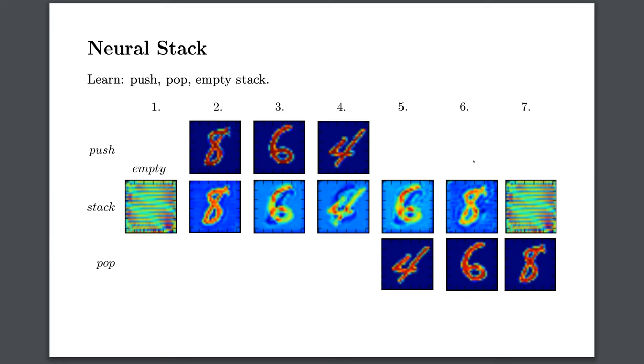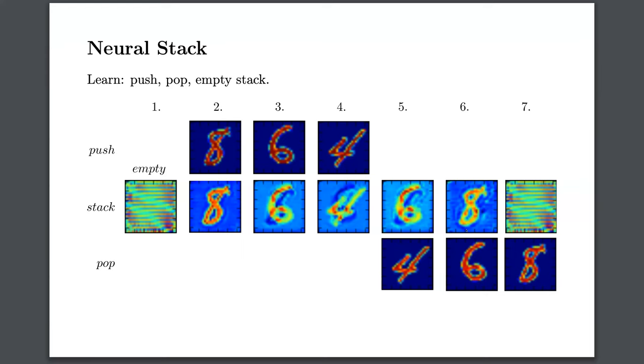What I'm showing you here on the left-hand side is an image of what the system has learned to be the empty stack. I can't fully interpret this, but this is its particular representation of how it thinks an empty stack should be represented. On the top, I've got these MNIST digits. In this example, I'm going to be pushing digits onto the stack and then popping them. The first thing to show is that it works: when I push on 864 and then pop three times, I get back 468. So it works as a stack as intended.